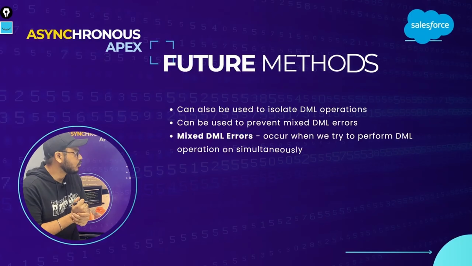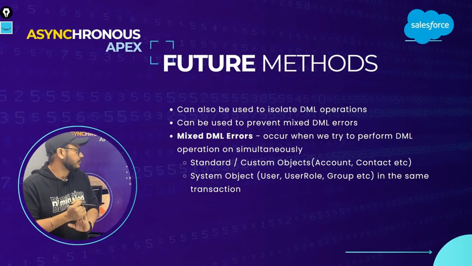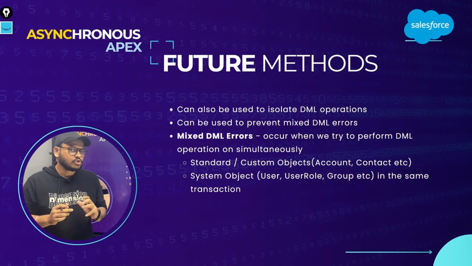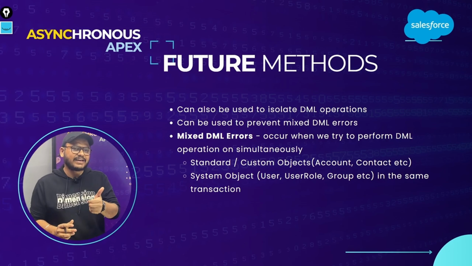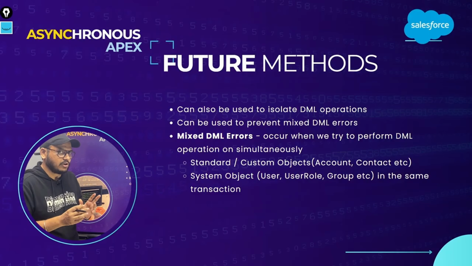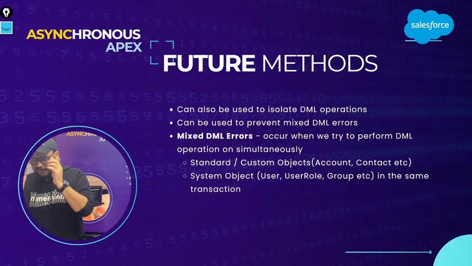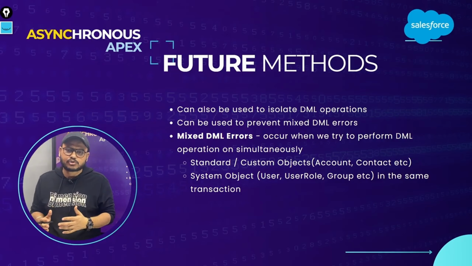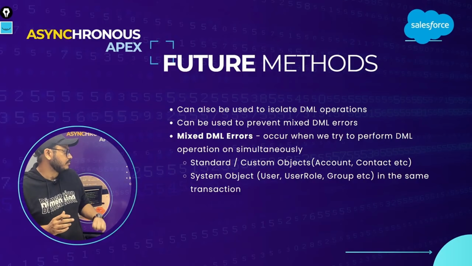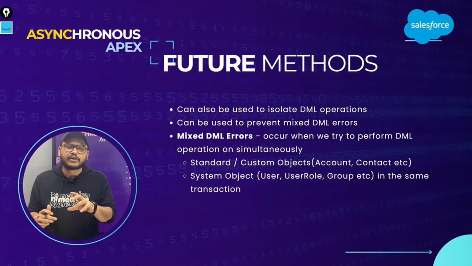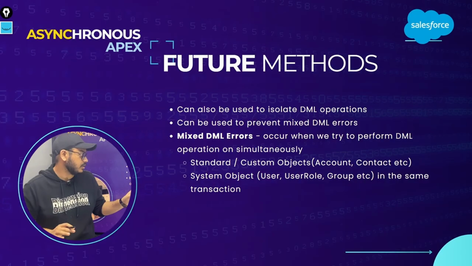Okay, so now another aspect of the future method. We spoke about where the future method can be used. So let's talk about a few more scenarios where future methods can become very useful or helpful. One of the practical use cases of future method is also to work with mixed DML operations. Now, what is mixed DML operation? Mixed DML operation is primarily when you are trying to do two DML operations in the same transaction with two types of objects. I'm going to come to that.